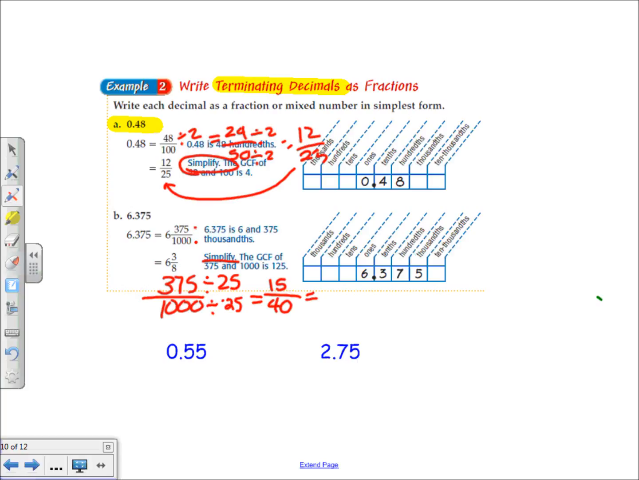Okay, now 15 over 40, can that reduce further? Yes. They can both divide by 5. So that's 3 over 8. Notice I've done nothing with the 6. All I'm worried about is the decimal part. You want to do the same. Once you get your decimal changed to a fraction, then you reintroduce the whole number, 6 and 3/8. So 6.375.